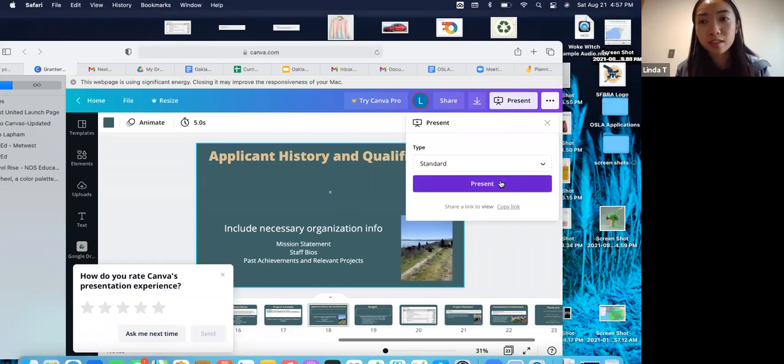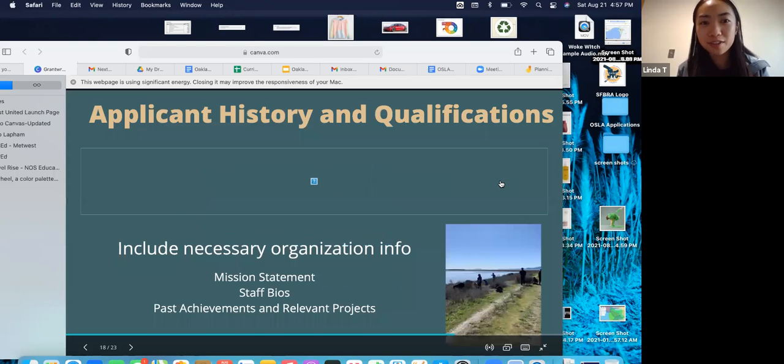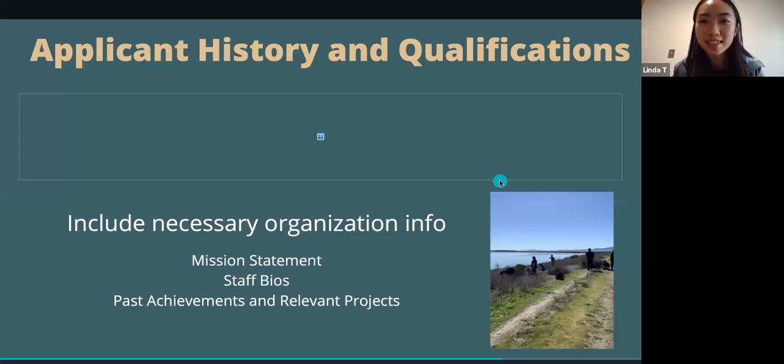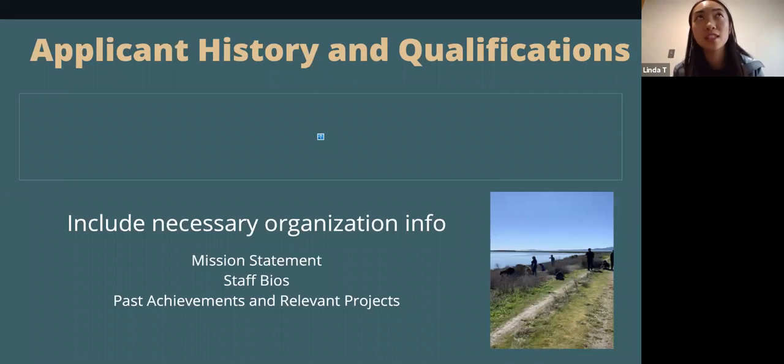Okay. The application also asks for your organization's history and qualifications. So do you have experience doing similar projects, or do you have relationships with other organizations who do have that experience? And we recognize that not every community-based organization is strictly an environmental organization. So we also want to hear about what else you do. How else do you connect with your community members? And how will that help make this project even more successful?